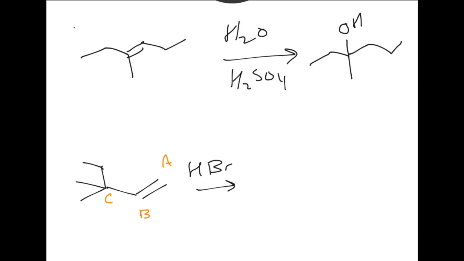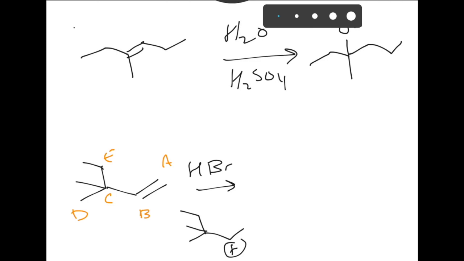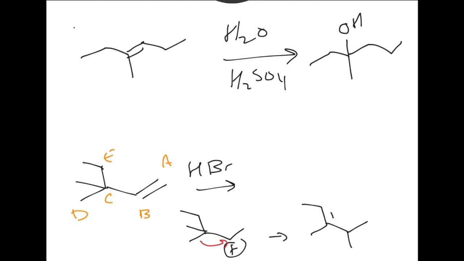So where does my bromine go? It goes to C, right? We're going to make the carbocation. We can move a methyl group. And then we're going to add the bromine to that carbocation, that tertiary carbocation that we made after the rearrangement. And you're going to get that as your product.